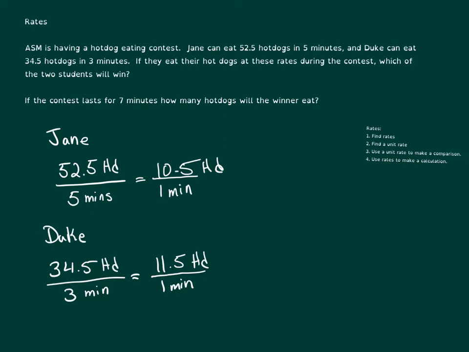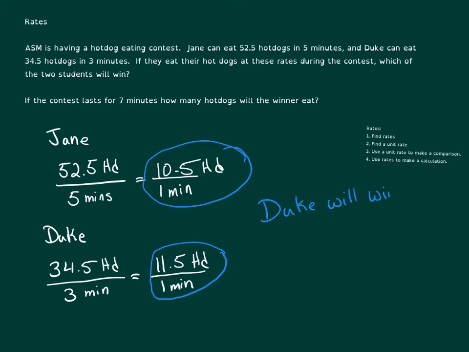Okay, so now we have our 2 unit rates, and I can see that Jane can eat at a rate of 10.5 hot dogs per 1 minute, and that Duke can eat at 11.5 hot dogs per 1 minute. So from this, I can tell that Duke can eat more hot dogs in the same amount of time. So Duke will win the contest.